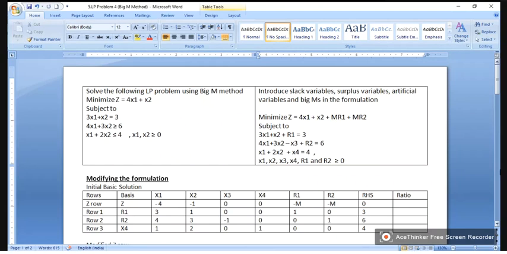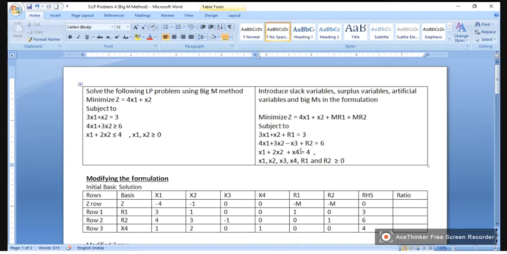Sir, any slack variable is there, sir? Yeah, x4 for the third constraint, only slack variable is present. X4 is slack variable. For less than or equal type, we add the slack variable to the left hand side. So 8 is less than 10. 8 plus 2 is equal to 10.